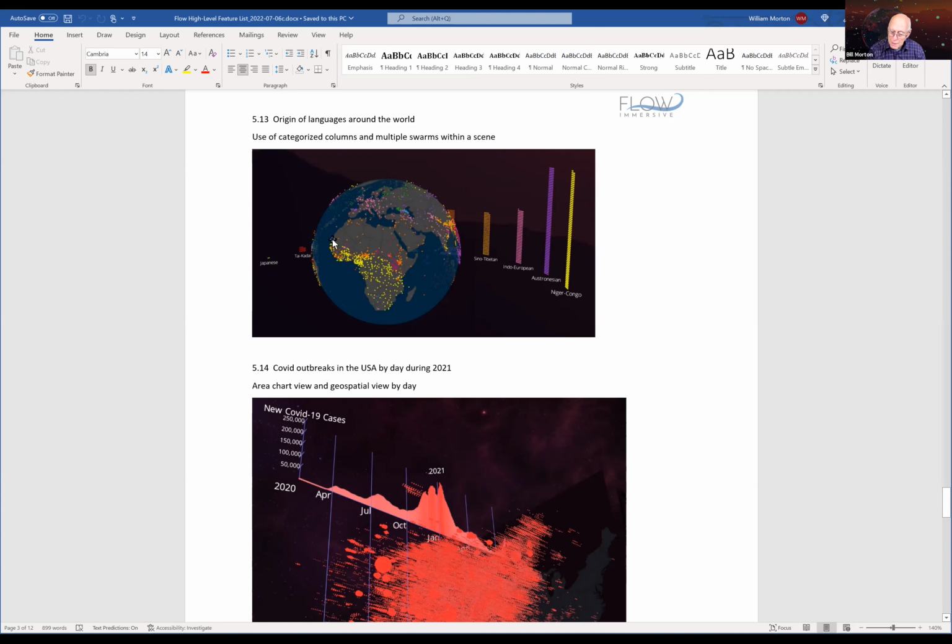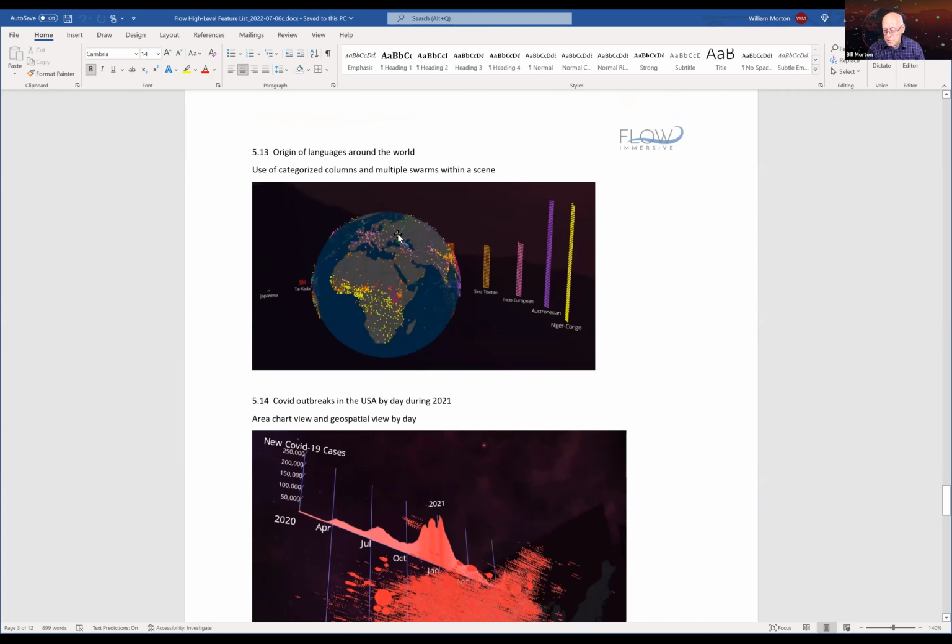One chart was map-based, and it shows the locations of these various languages. I think there are like 3,200 languages that he had in his database, spread all around the world. And then on the second chart, he wanted to show the relative population of people who are using these languages. So that's what's expressed in this chart of categorized columns that kind of surrounds the globe here.